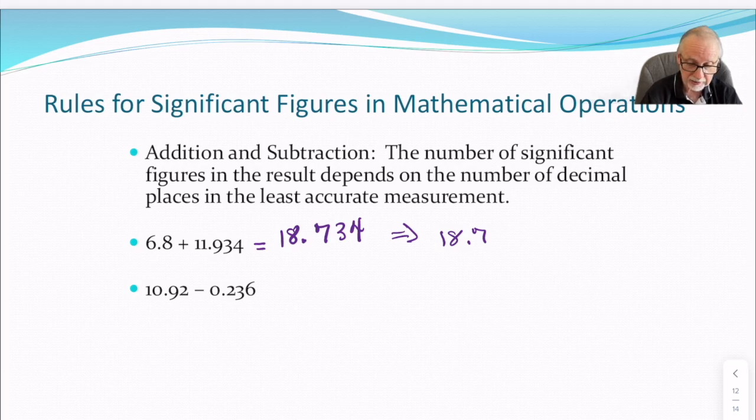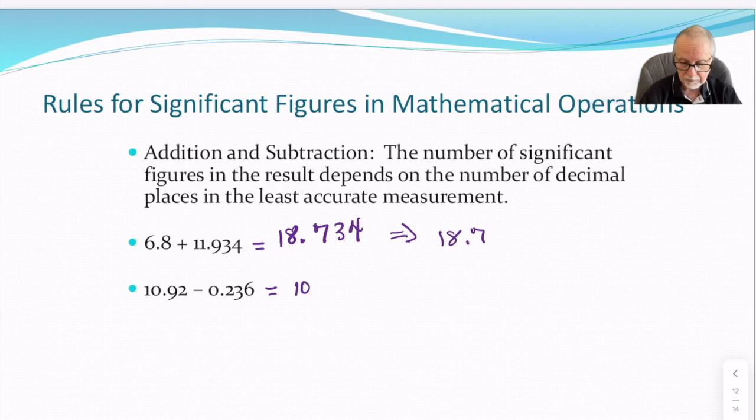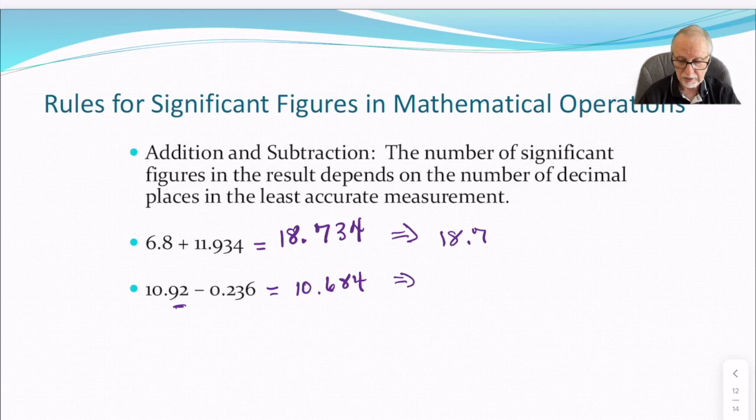All right, so we do the calculation. What we get on our calculator is 10.684. And again, because our precision is limited to hundredths, we're going to report our answer to hundredths. So we're going to round. In this case, we're going to round the 4 because it's less than 5. We're going to round it to 10.68. So our result is going to be 10.68.